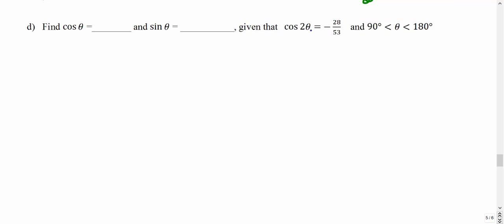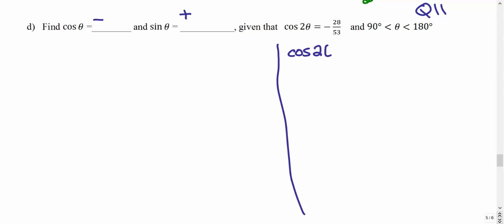Once again, here we are told information about the double angle. So we know that cosine of 2 theta is equal to negative 28 divided by 53. And we are also told that theta lives in between 90 degrees and 180 degrees, which we know is quadrant 2. If theta lives in quadrant 2, then what we are asked to find, cosine theta, cosine in quadrant 2 is negative. Sine of theta, so sine in quadrant 2, would be positive.